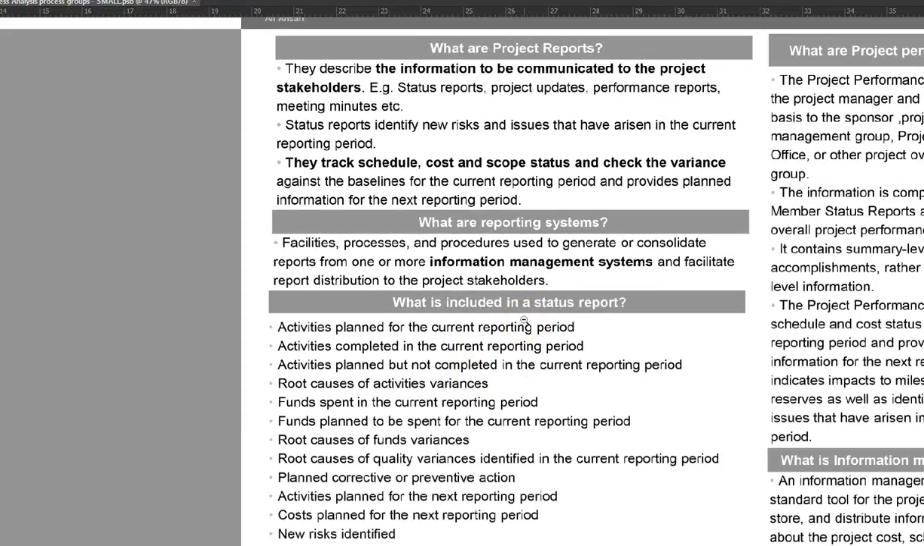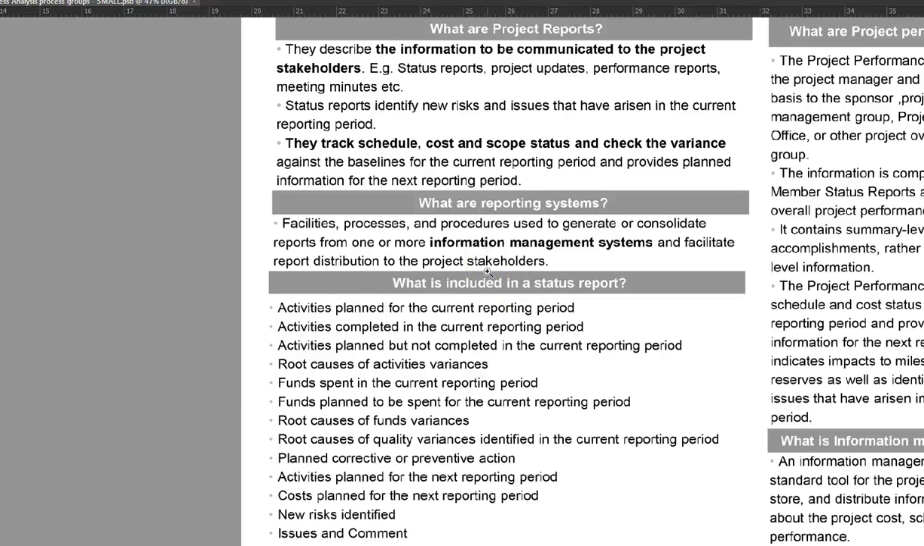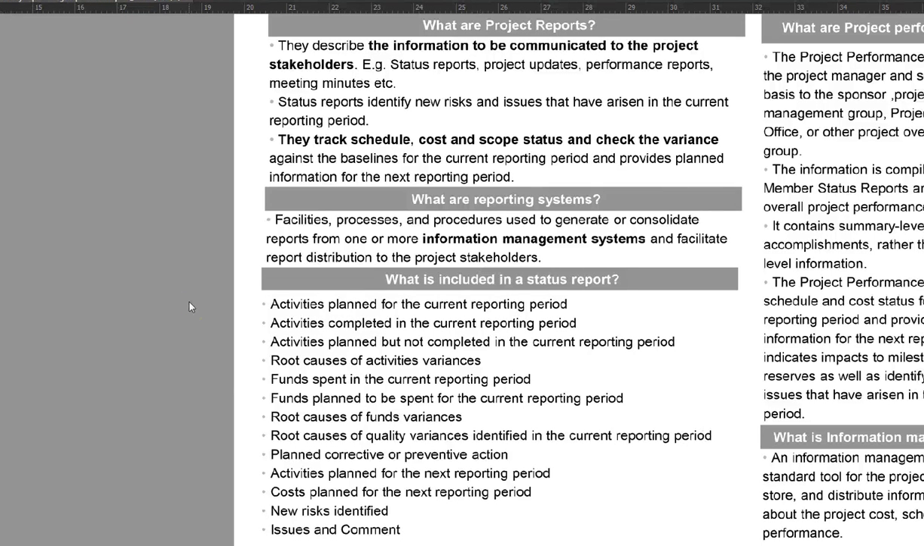The first slide is: what are project reports? Basically, project reports describe the information that we communicate to the project stakeholders. These project reports could be sent on a daily, weekly, or monthly basis, depending on the organization. Some examples include status reports, project updates, performance reports, meeting minutes, etc.